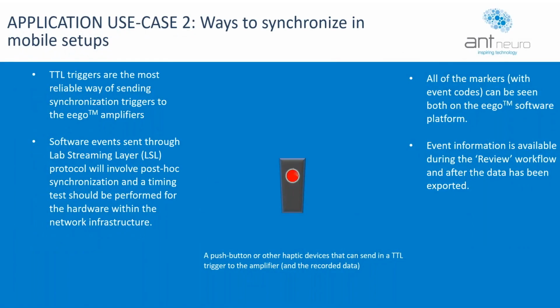But before that, we want to look at what you would do to synchronize the data sets in such mobile setups. So we would recommend a TTL trigger, a photosensor, or similar for the first synchronization or device calibration. Again, you could use both TTL triggers and software events sent by the lab streaming layer protocol to send markers to your data. In each case, we would recommend timing tests done for that particular hardware setup, for that particular network infrastructure. This way you can take into account any sort of fixed offsets that you might expect in that network or with the hardware.